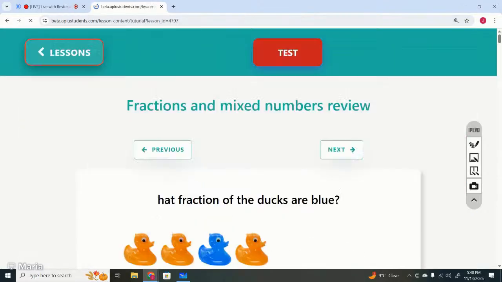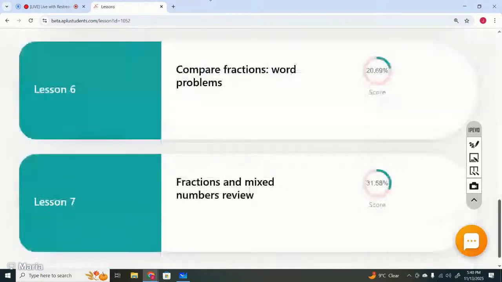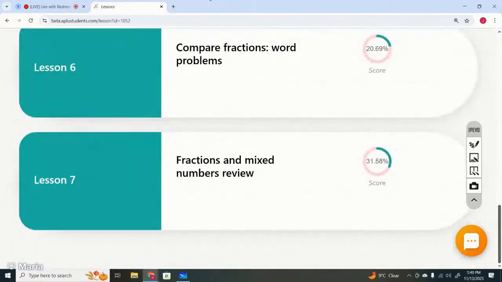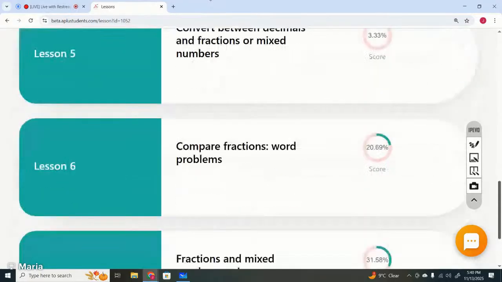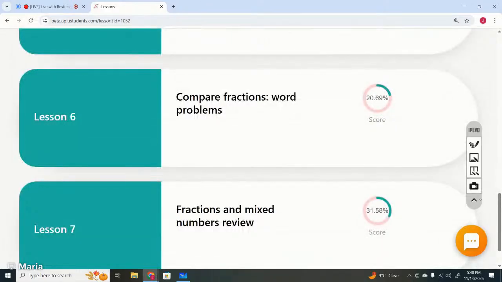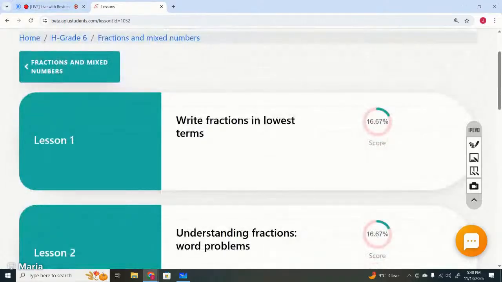So, we were working on grade 6 math. The chapter we were working on is fractions and mixed numbers. The lessons we have covered today are compare fractions, word problems, convert between decimals and fractions and mixed numbers, and fractions and mixed numbers review. So please make sure before the next session you complete all the practice questions for the lessons you just did. That is your homework until next session.